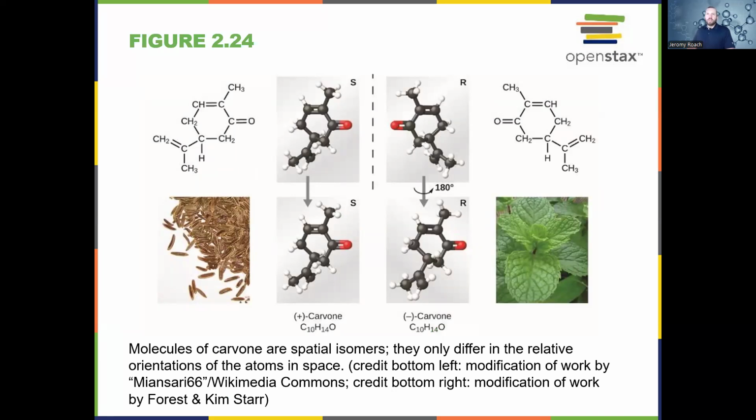This is another example, a spatial isomer, but it's still considered an isomer. The last one was a structural isomer. This was a spatial isomer. Carvone is this seed. We write it as plus carvone, and the other type of carvone is in a leaf form, and we write it as negative. So that's another type of isomer.